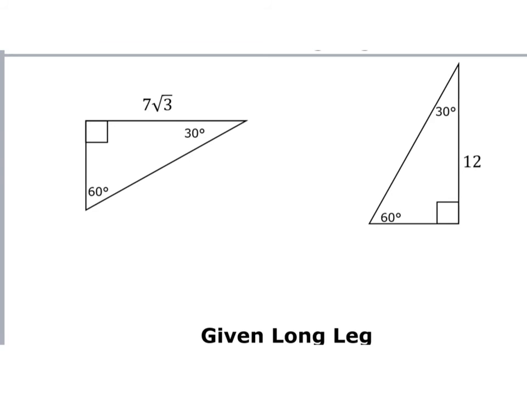Okay. 7 square roots of 3 is my long leg because my short leg is between the 90 and the 60. If my long leg is 7 square roots of 3, what was my short leg? 7. Just a 7. Just take that square root of 3 off. What's my hypotenuse? 14.